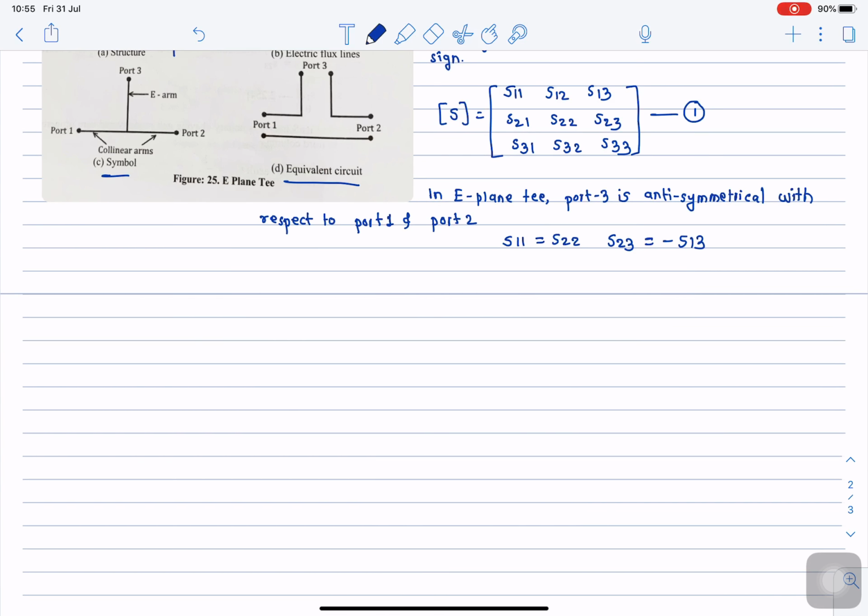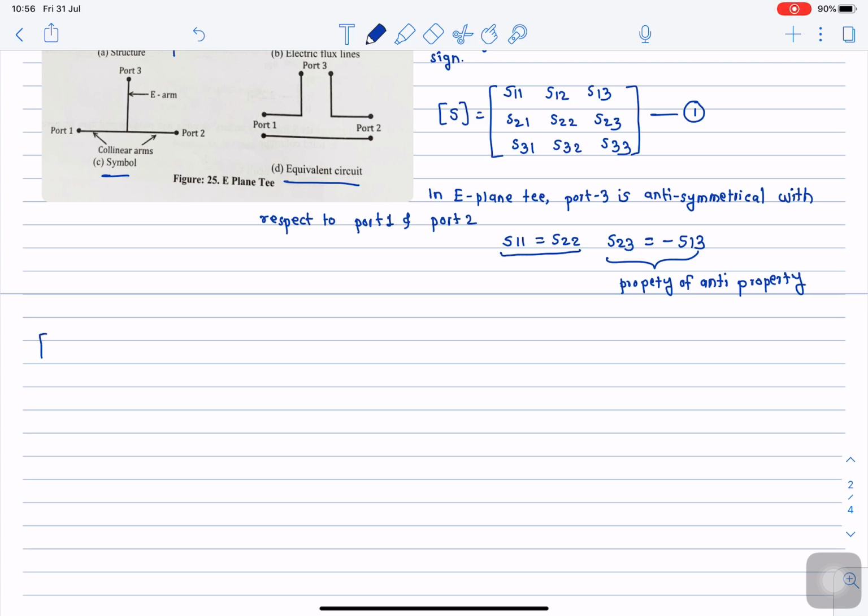Now why is S11 equal to S22? Because port number 3 is perfectly matched, so the remaining ports are also perfectly matched. And S23 is equal to minus S13 because this is the indicating property of antisymmetry, if you recall from the theory of scattering matrix. So we make the change in the scattering matrix in equation number 1. How will the scattering matrix become then? S is equal to, how can we write then?